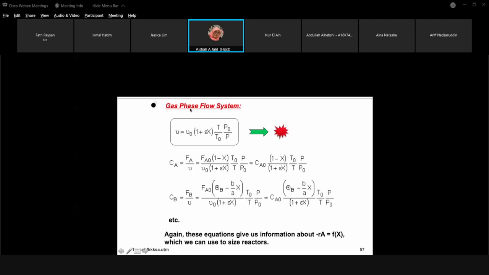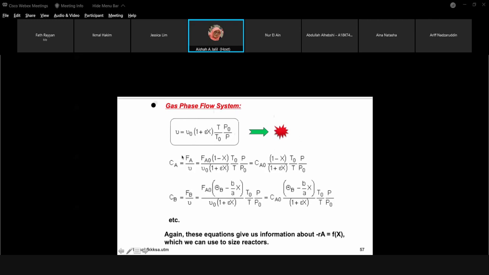For the gas flow system, if the question is about the gas system, you have to remember V equals V naught times (1 plus epsilon X), times T over T naught, times P naught over P. Where does this equation come from? You will see later.